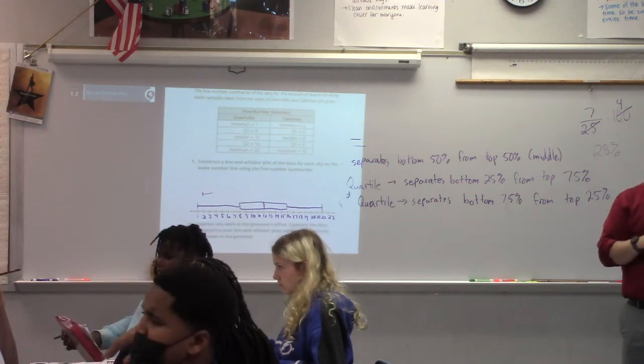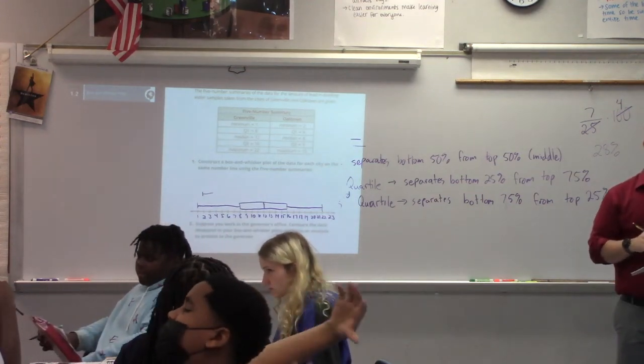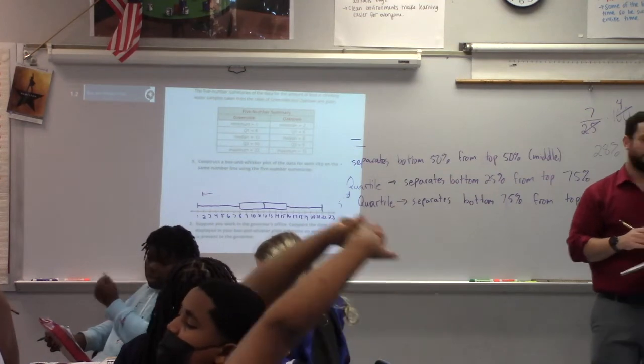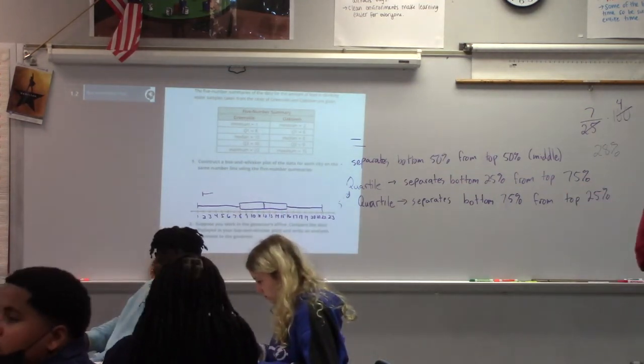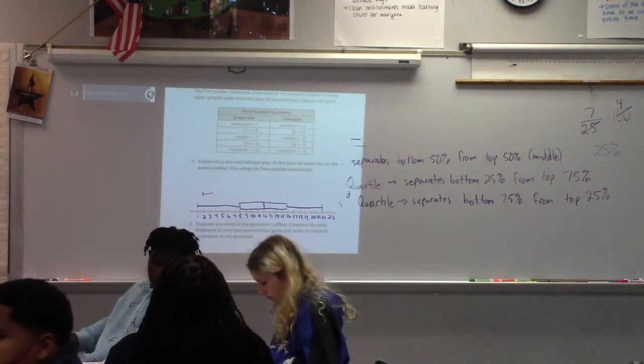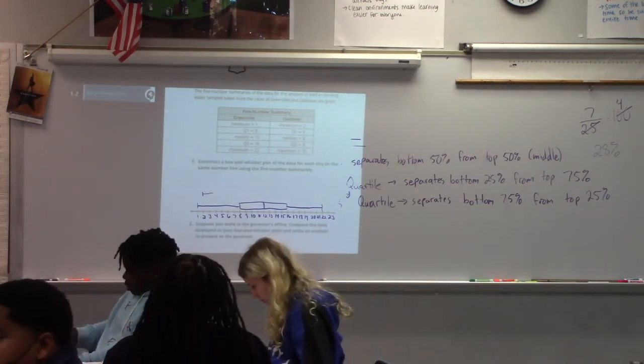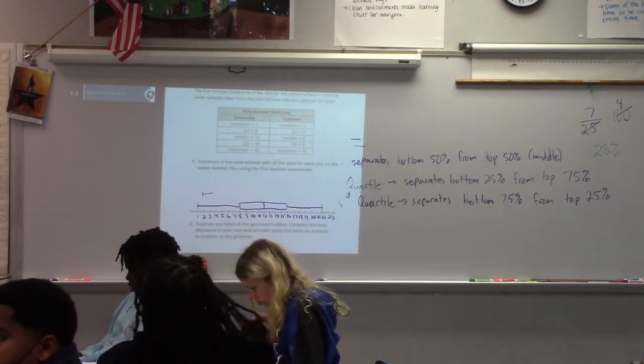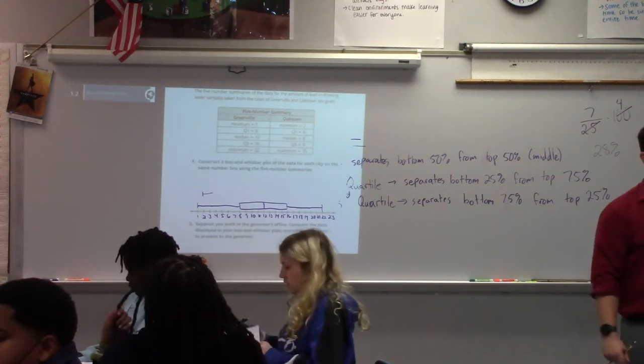Can you find the range for both those data sets and tell which one has a bigger range? So the range is how far these are from each other. So the maximum of 22 minus 1 is a range of 21.